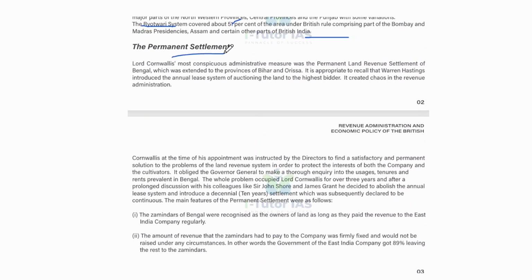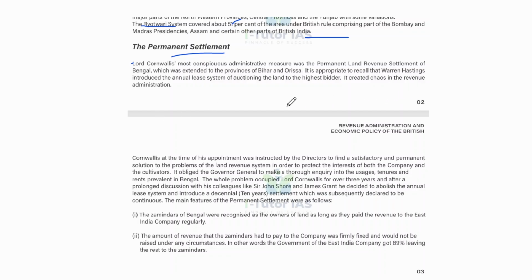And next is the Permanent Settlement. Lord Cornwallis' most conspicuous administrative measure was the permanent land revenue settlement of Bengal, which was extended to the provinces of Bihar and Orissa. It is appropriate to recall that Warren Hastings introduced the annual lease system of auctioning the land to the highest bidder. We already discussed this in the Lord Cornwallis chapter.